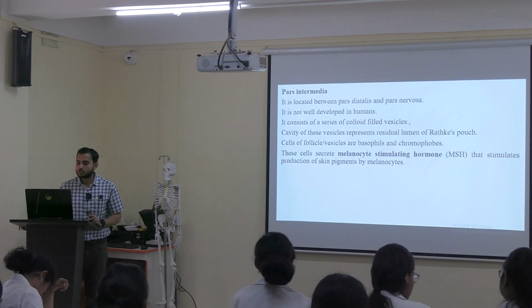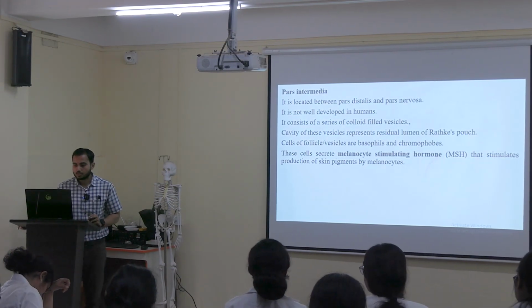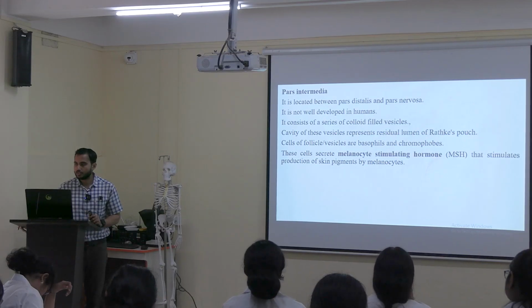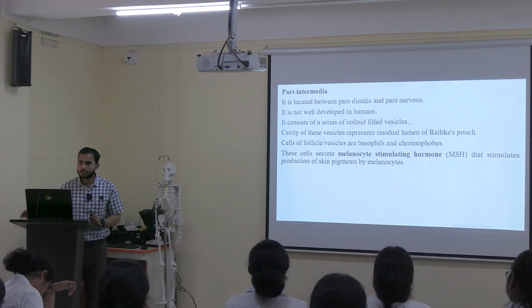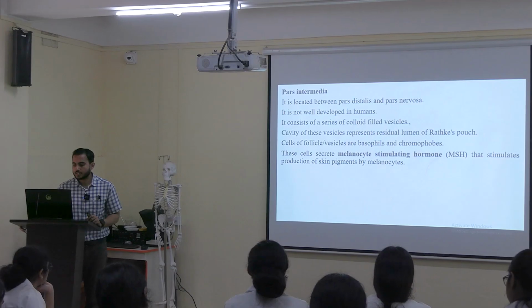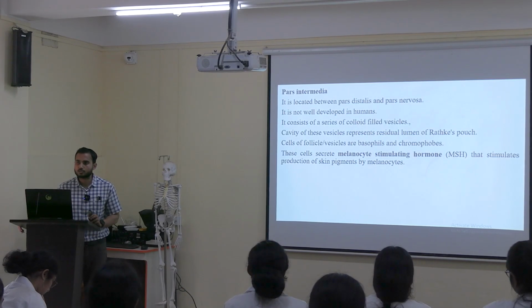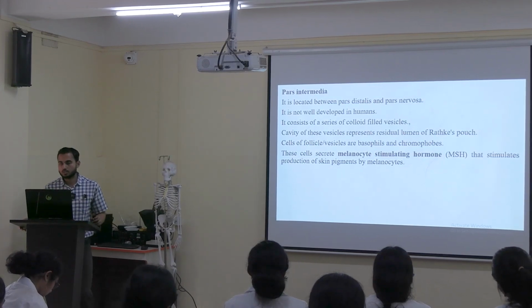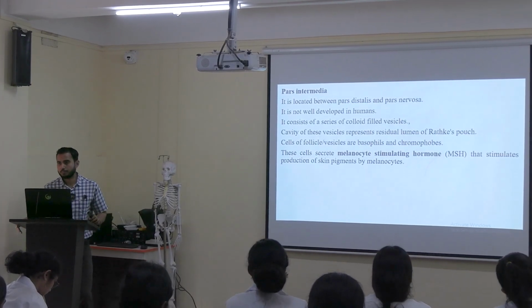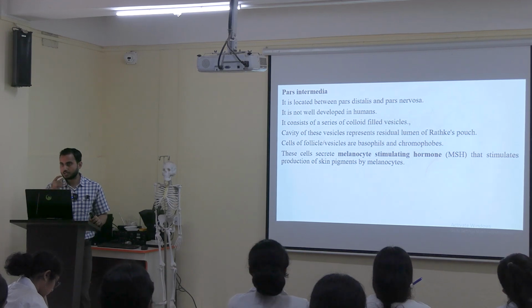So pars intermedia is not well developed in human being. It consists of series of colloid filled vesicles. Okay, it can be seen. The cavity of these vesicles represent residuals of a lumen called Rathke's pouch. Okay, so Rathke's pouch is an area that develops in embryology. You will be studying about the Rathke's pouch.